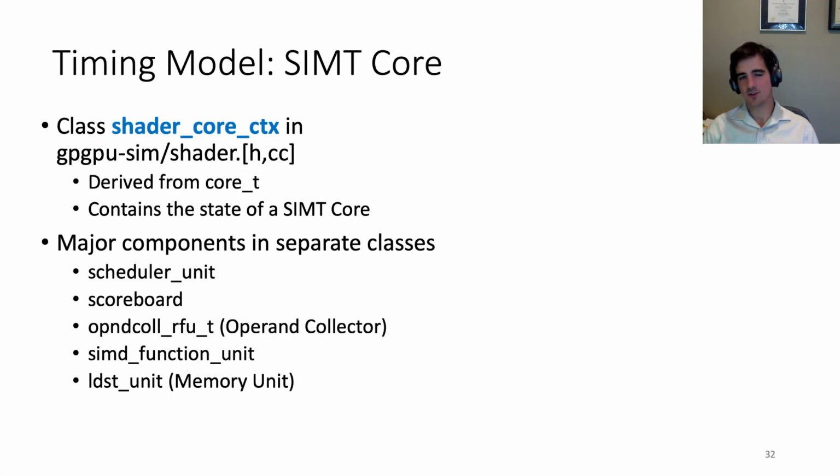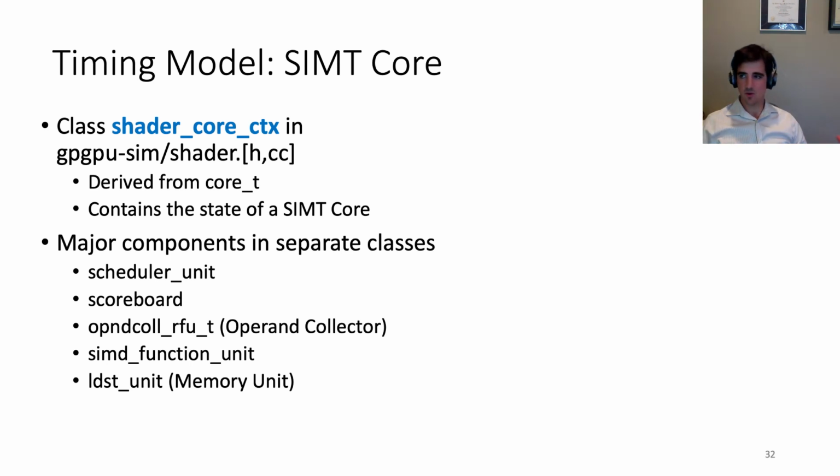Most of the code in the simulator lives inside the SIMT core. So that very detailed SIMT core model that we've been talking about is implemented in essentially 2 files, shader.h and shader.cc. They implement this class called shader core context. It's derived from this core type that we talked about in the functional model, and it contains all of the microarchitectural state for the SIMT core.